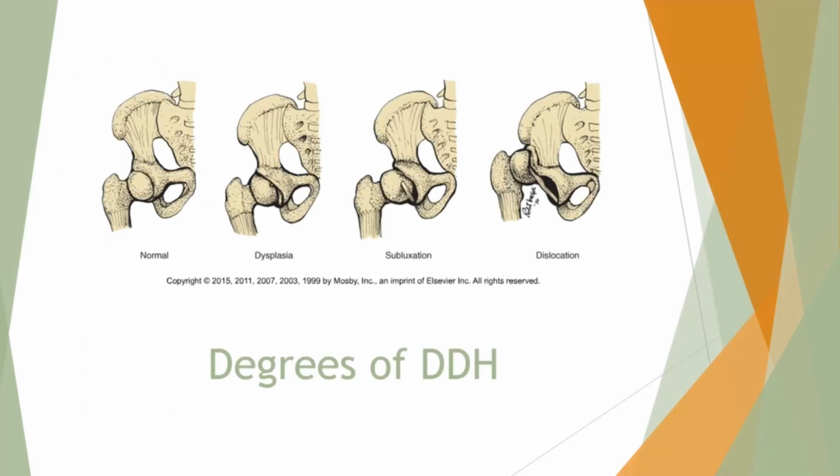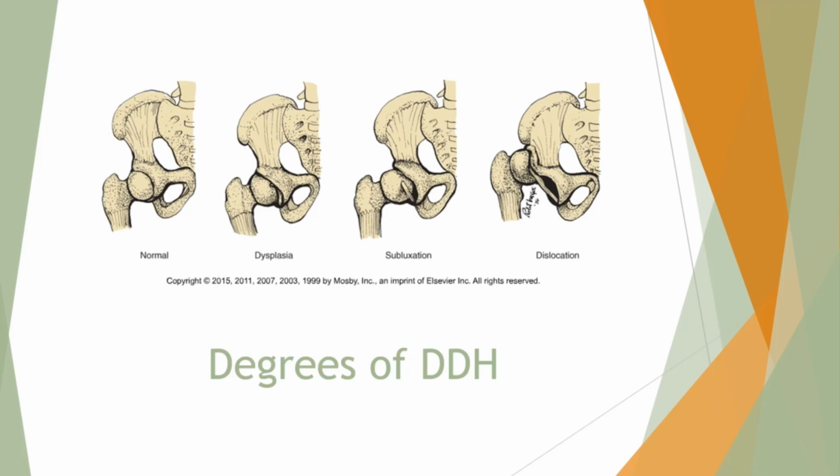So now there are varying degrees of DDH. Dysplasia is the mildest form. This is where you'll have a delay in the acetabular development. The acetabular roof is oblique and shallow. The femoral head is in the acetabulum with no subluxation or dislocation.